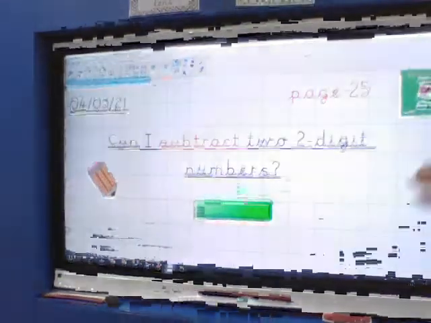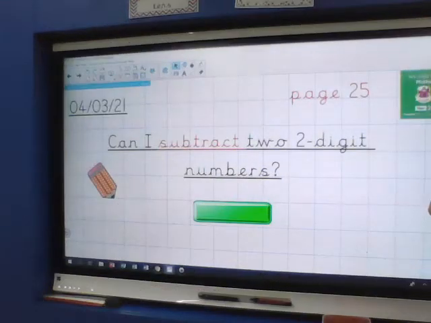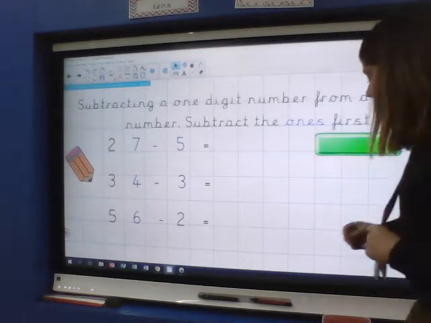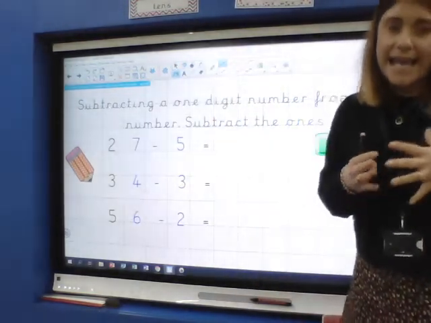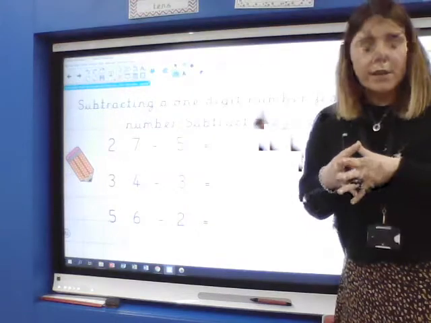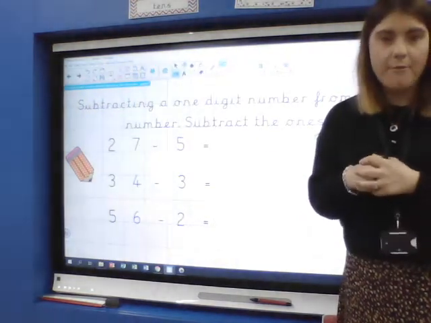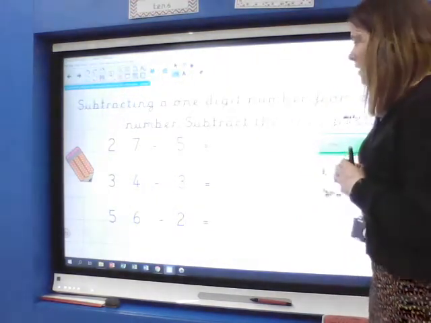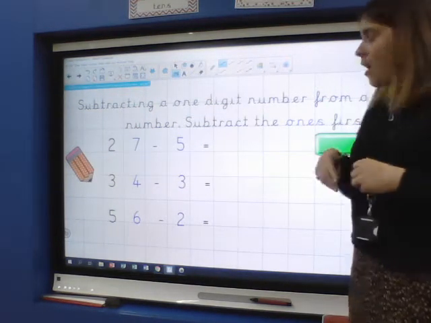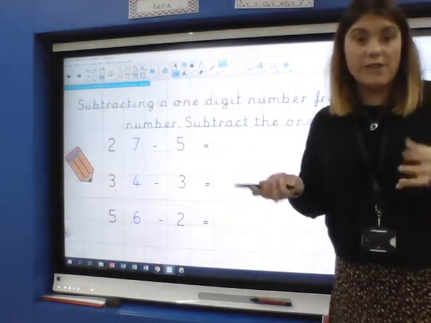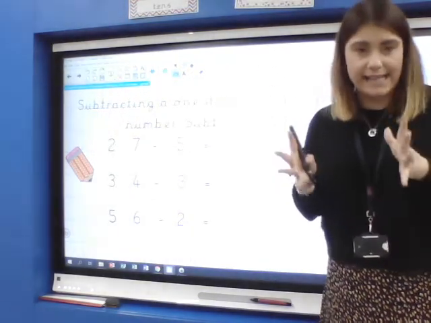So we're taking away 2-digit numbers today. But just to begin with in your activity, your very first question today is taking a 1-digit number away. So clean your whiteboard and we're going to practice that first of all. So if we're subtracting a 1-digit number from a 2-digit number, we just need to subtract the 1s first, and the 10s are going to stay exactly the same.